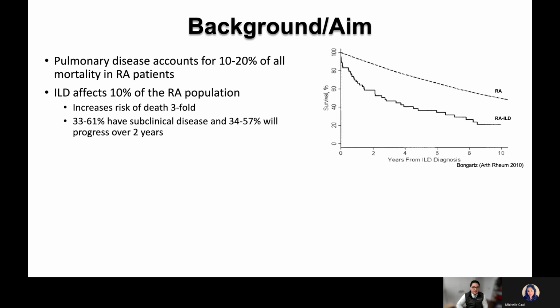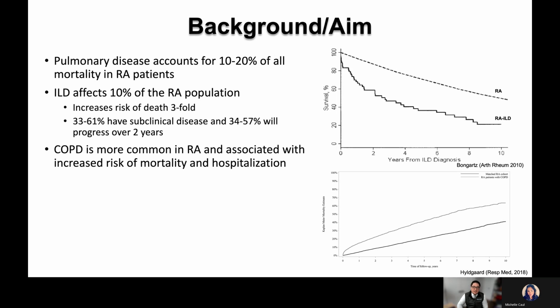Subclinical disease has been identified in up to 2/3 of those with RA, 34 to 57% of whom have radiographic progression after 2 years of follow-up. COPD, broadly defined in RA studies to include asthma, bronchiectasis, and other bronchiolar disorders, other than just the typical emphysema and chronic bronchitis, is more common in RA patients compared to the general population.